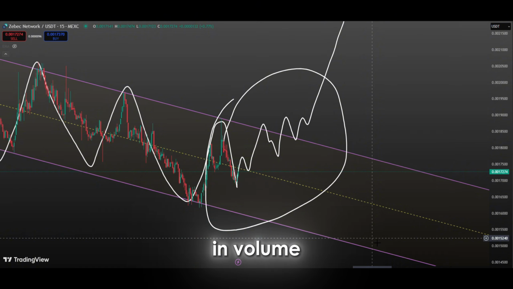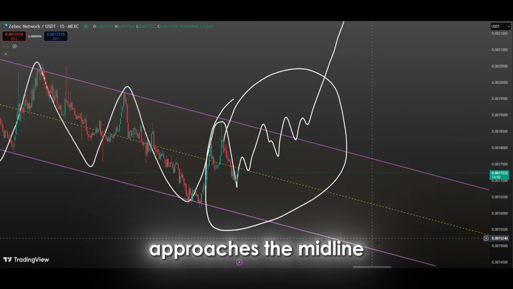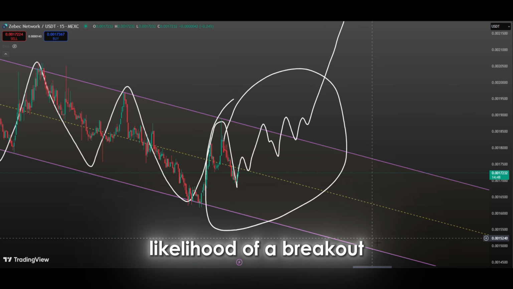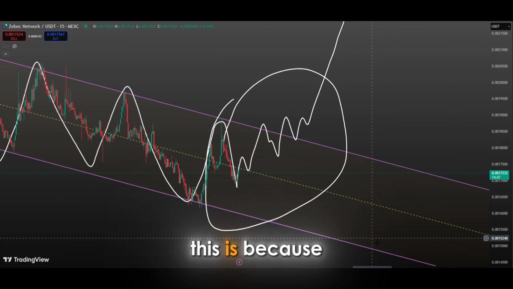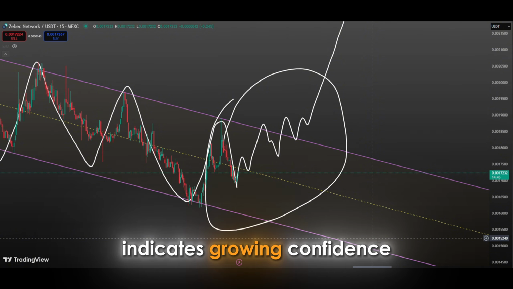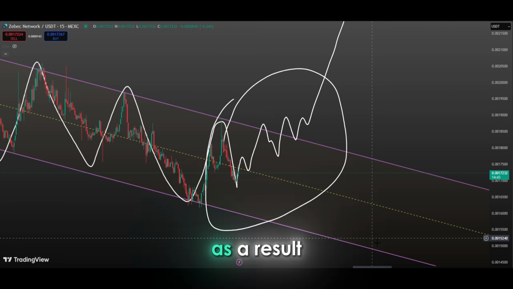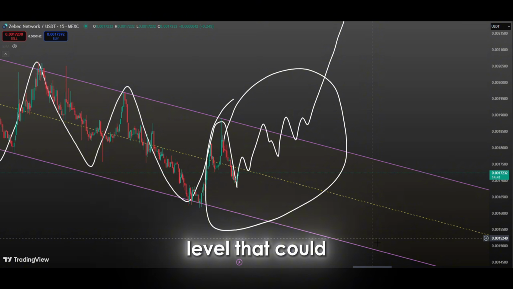Additionally, the increase in volume as the price approaches the midline is also notable. Such volume-backed moves typically increase the likelihood of a breakout. This is because rising volume indicates growing confidence in the market and an increasing appetite for buying. As a result, the midline becomes more than just a point of resistance. It becomes a level that could be decisively broken. If this happens, a move toward the upper band of the channel becomes a highly probable scenario.